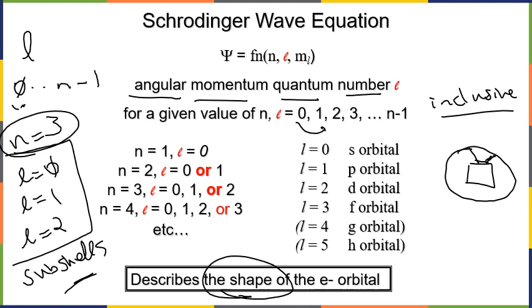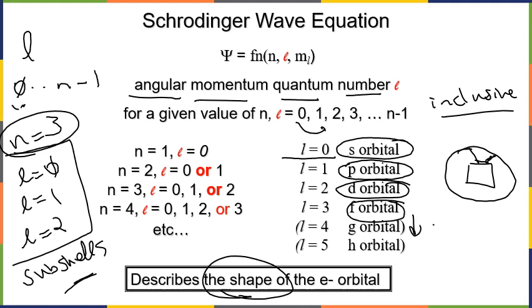of whatever it might be, n equals 1, equals 2, equals 3, etc. Now, because our poor little brains don't like wrapping around lists of numbers, we describe our shape with a letter. So if L is 0, we always have an s orbital. If L is 1, we have a p. If L is 2, it is a d. L is 3, it is an f. And after that, they are alphabetical.